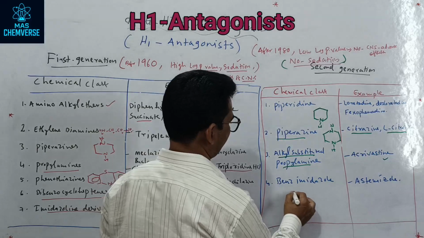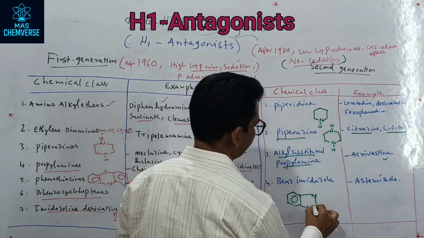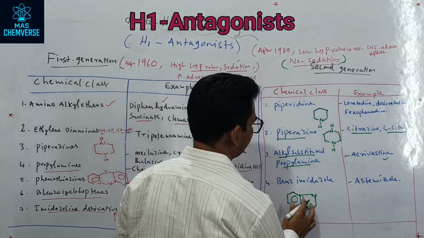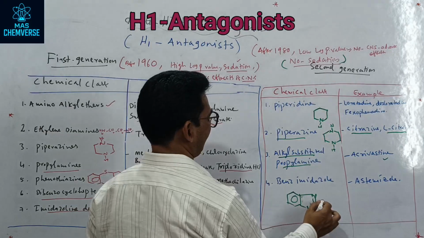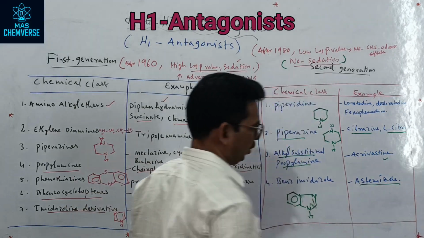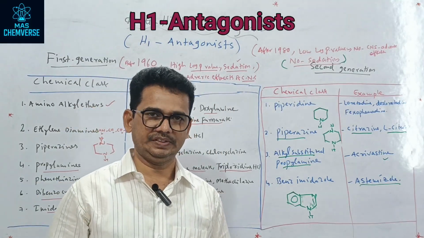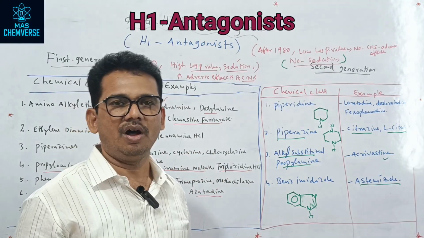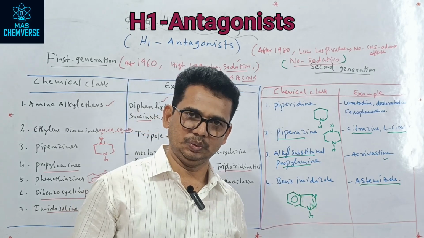Then the benzimidazole. Benzimidazole means they have the basic structure like this, benzene plus imidazole. That's why it is called benzimidazole. Benzimidazole along with piperidine, both are present in this case. Best example is astemizole. This is the classification of the H1 antagonists. In the next class, we will discuss one by one. All the classes will be discussed along with the structure and its uses.